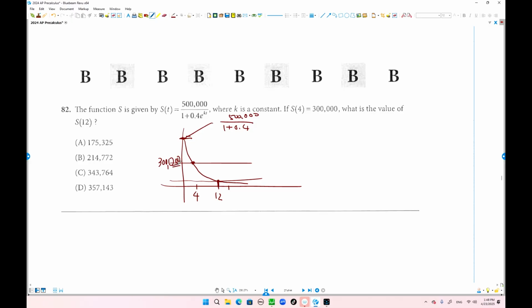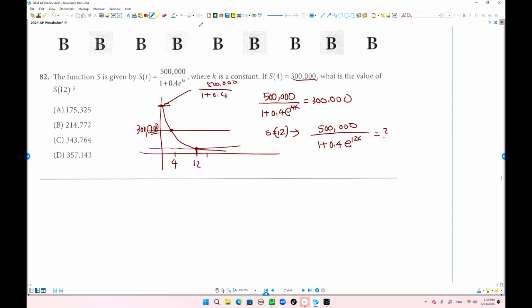How can you solve this one? S4 is given by this number: 500,000 over 1 plus 0.4 e to the 4k, which equals 300,000. Using this, we're going to find S12. How can you find S12? S12 is 500,000 over 1 plus 0.4 e to the, putting t equals 12, 12k. We're going to find this one.